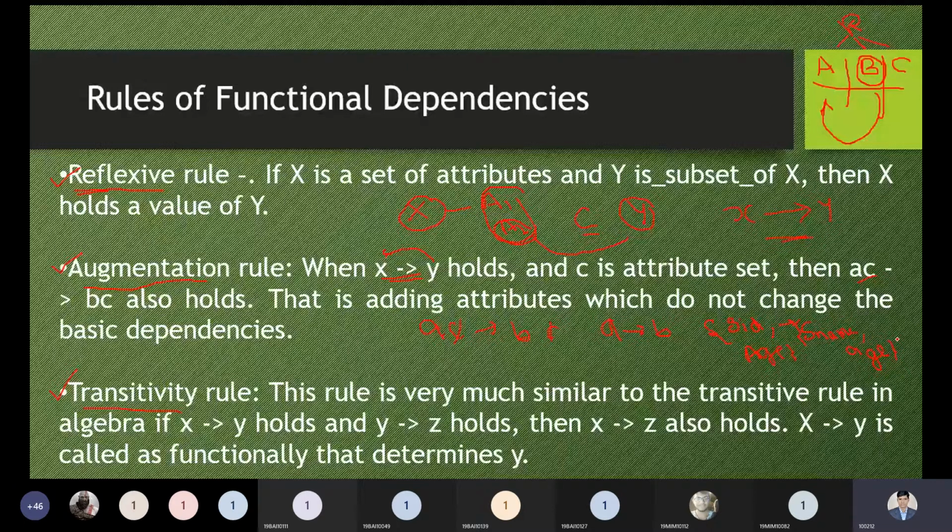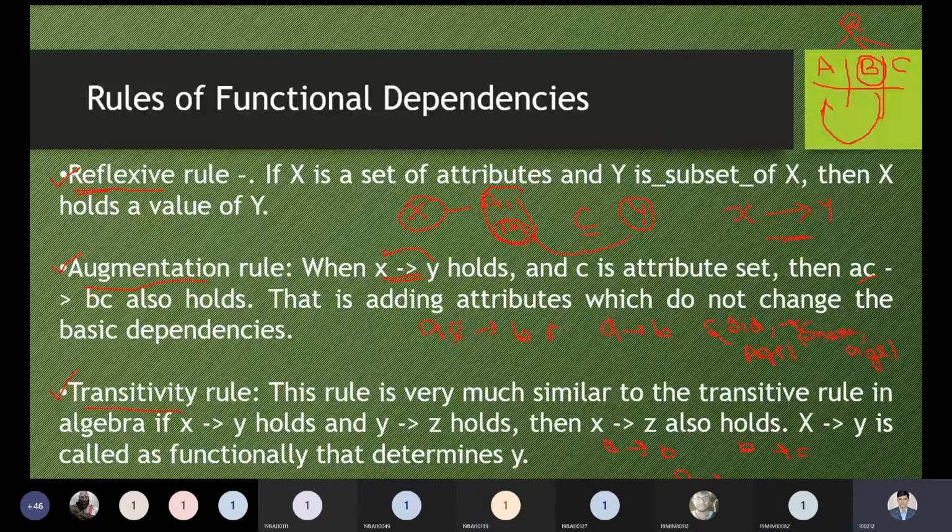This is a very simple rule, and we know these are transitive rules in algebra that we have seen. In Boolean algebra, if you remember the reflexive rule, augmentation rule, transitive rule, and other rules, the same concept is derived from the transitive rule. Just like I'm explaining in a simple way: if A determines B and B determines C, then due to transitivity, A also determines C.